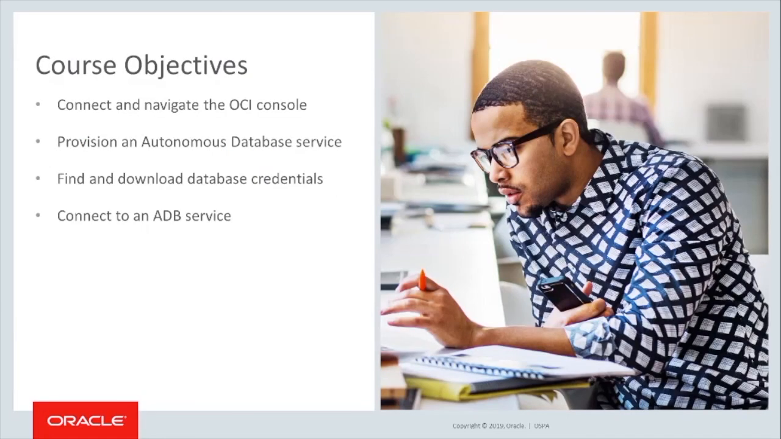Here is what we covered today. We started by articulating how to connect and navigate the OCI console and understand how to provision the Autonomous Database service. Then we helped you understand how to find and download database credentials and how to connect to your Autonomous Database service.